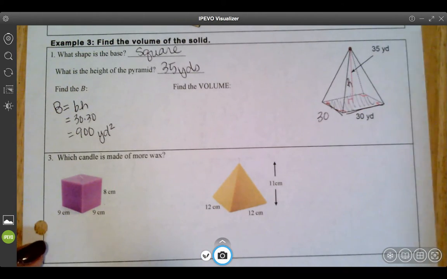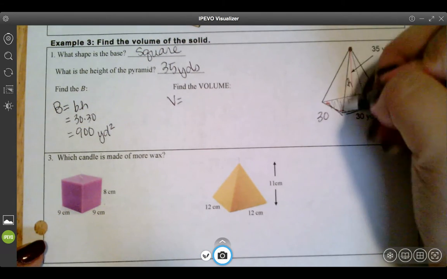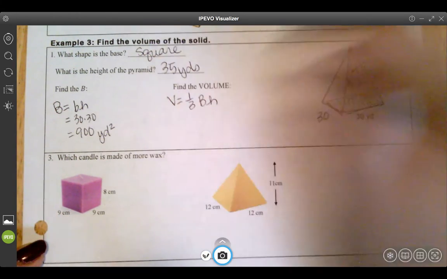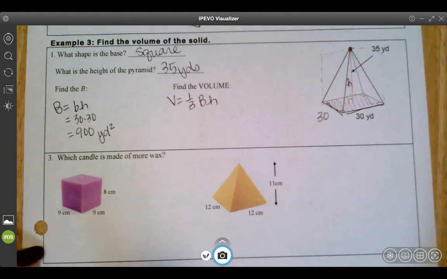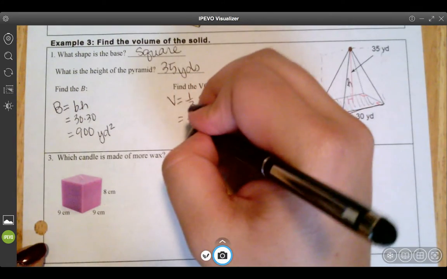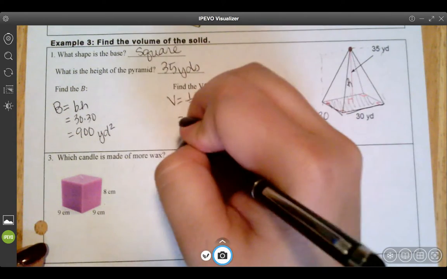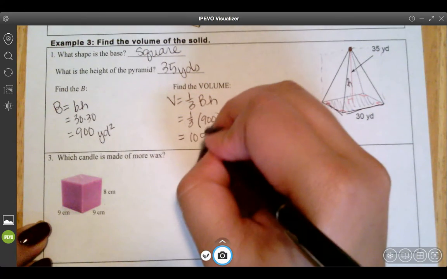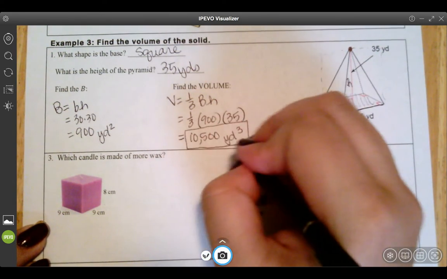But we're not after the base, we're after the volume, so we're going to use that in order to find our volume. Because this goes to a point, it doesn't have another side, this is a 1/3 formula. So 1/3 base times height, right? I can kind of imagine putting another one here and another one here in order to get a flatter top. And so that is a 1/3 base times height. 1/3 base was 900. Our height is 35. Put that into the calculator and we will find 10,500 cubic, because it's a volume, yards.